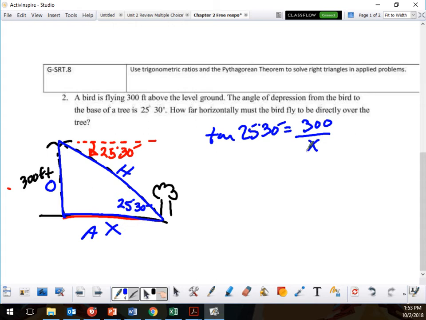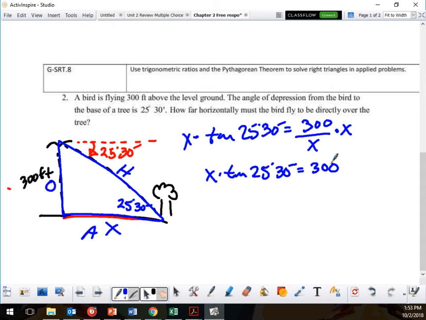And what did I say? Every time you got to multiply by the denominator. Okay, so if the variable's on this side, I multiply both sides by X. Thank you. So it's going to be x times tangent of 25 degrees, 30 minutes is equal to 300.